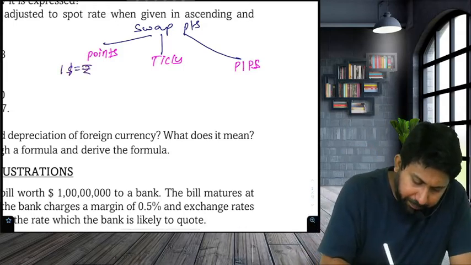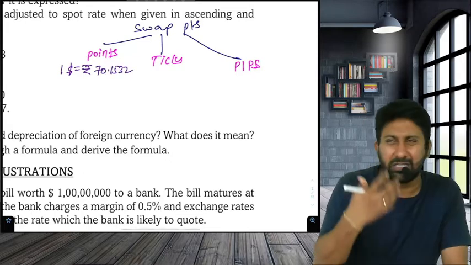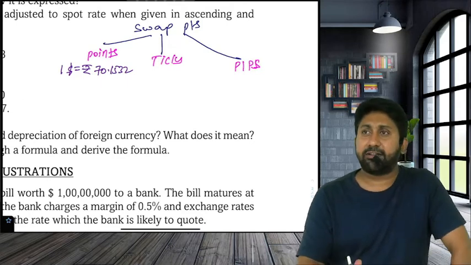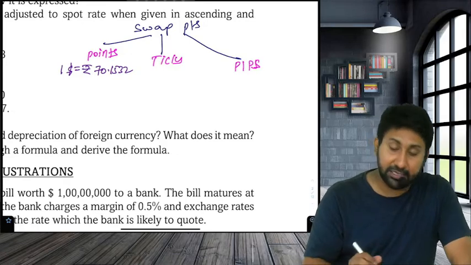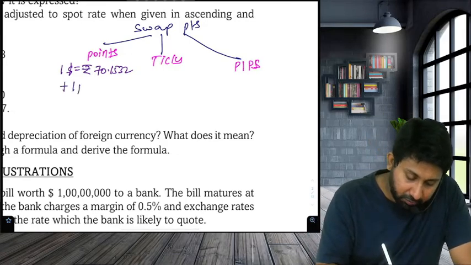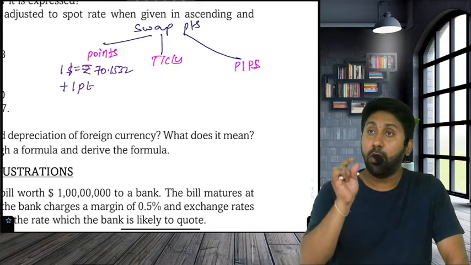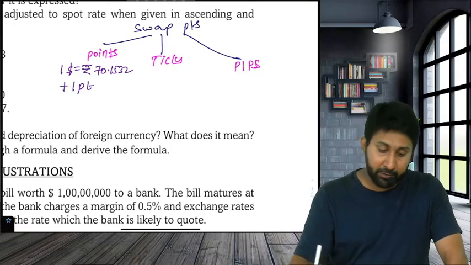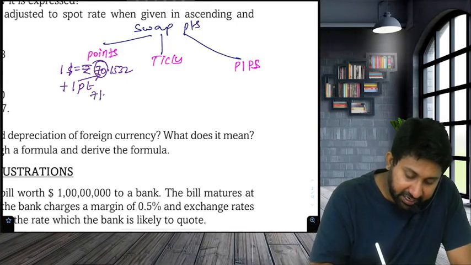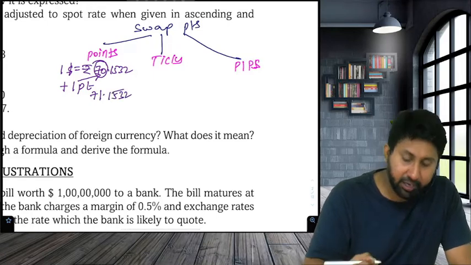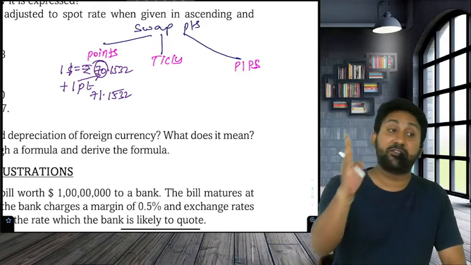See here, $1 equal to rupees, say for example, 70.1532, some random number I am writing. Sometimes they will give 1 point change, not swap point. Directly they will use the language 1 point change. Then you need to add this 1 point to the 70. That means 70 has become 71.1532. This is called a point. Points will be adjusted to the left side portion of the decimal.